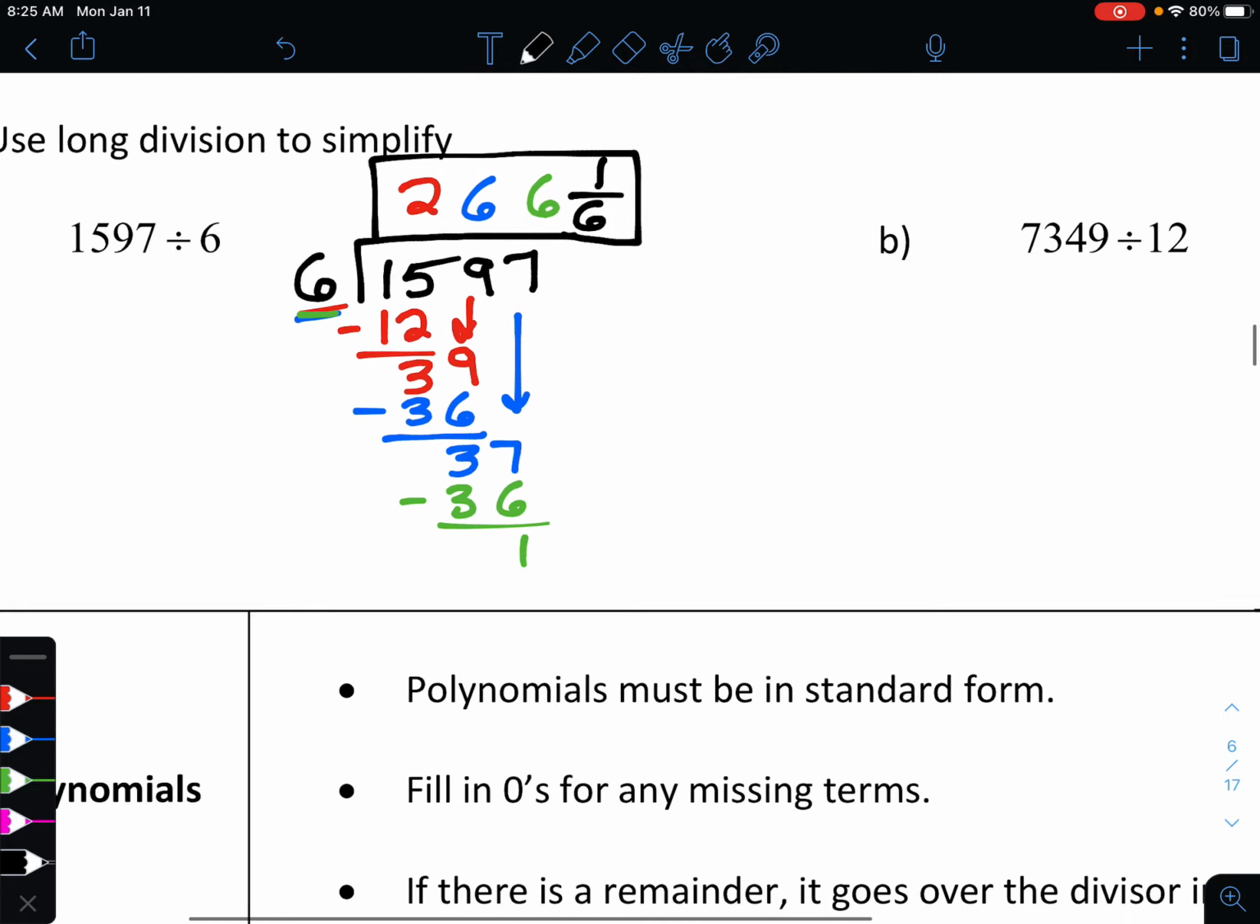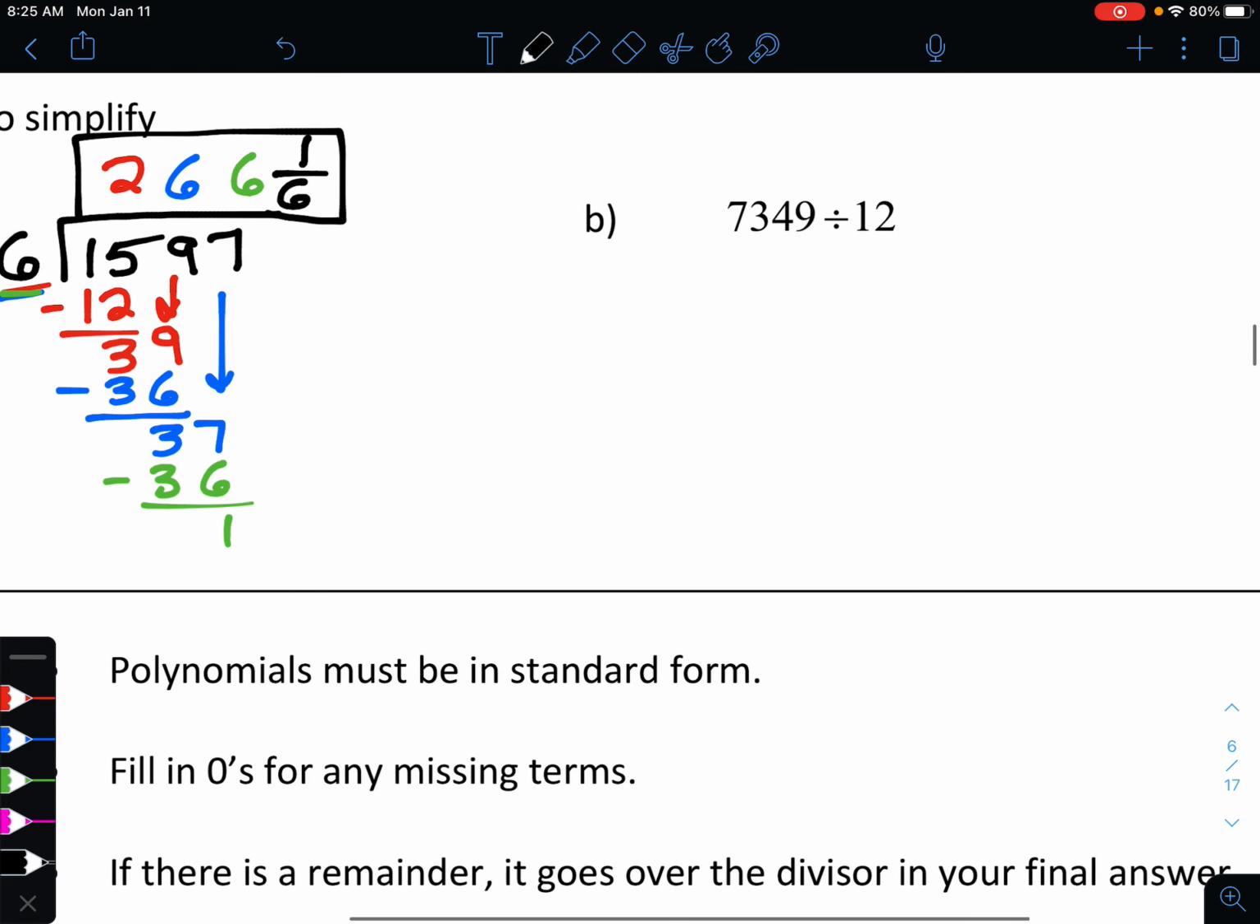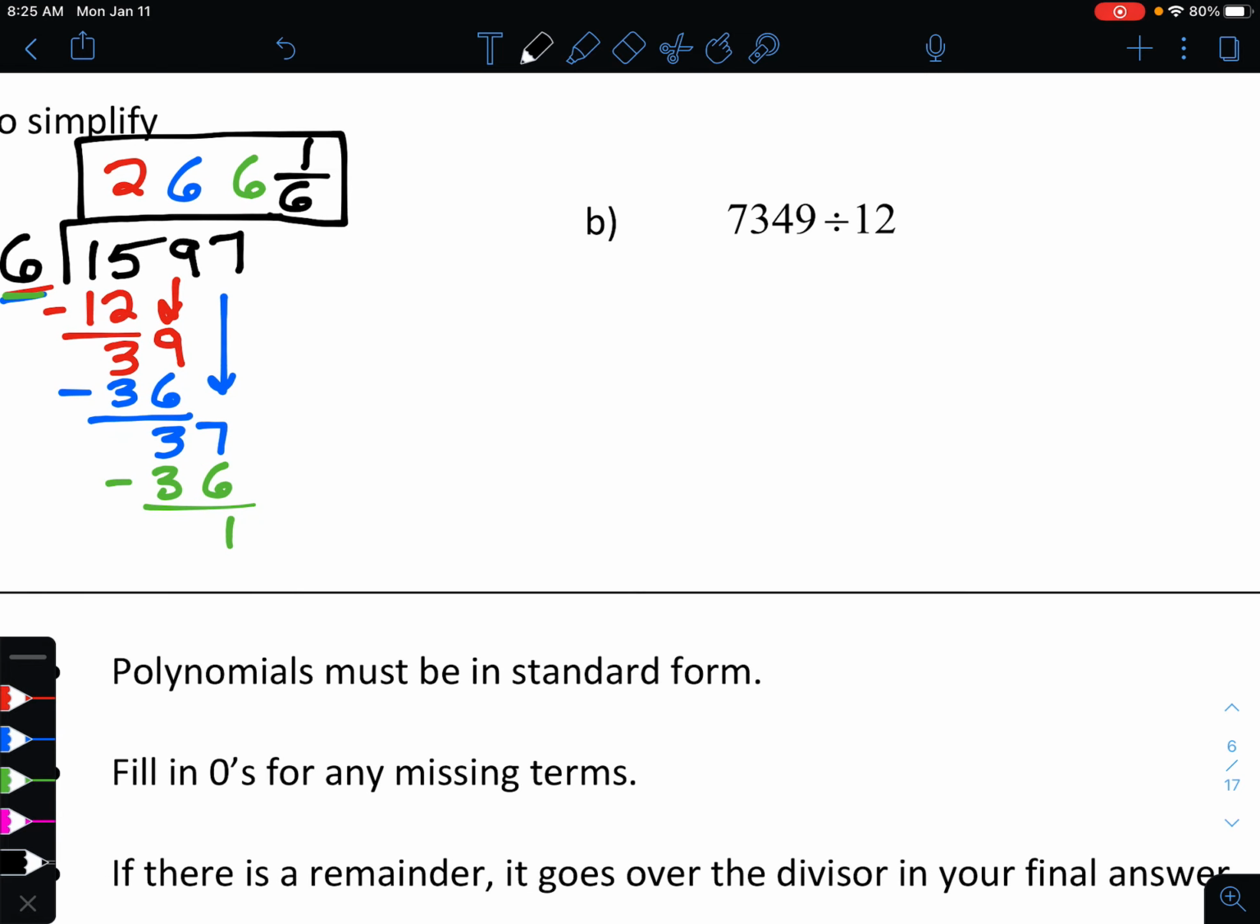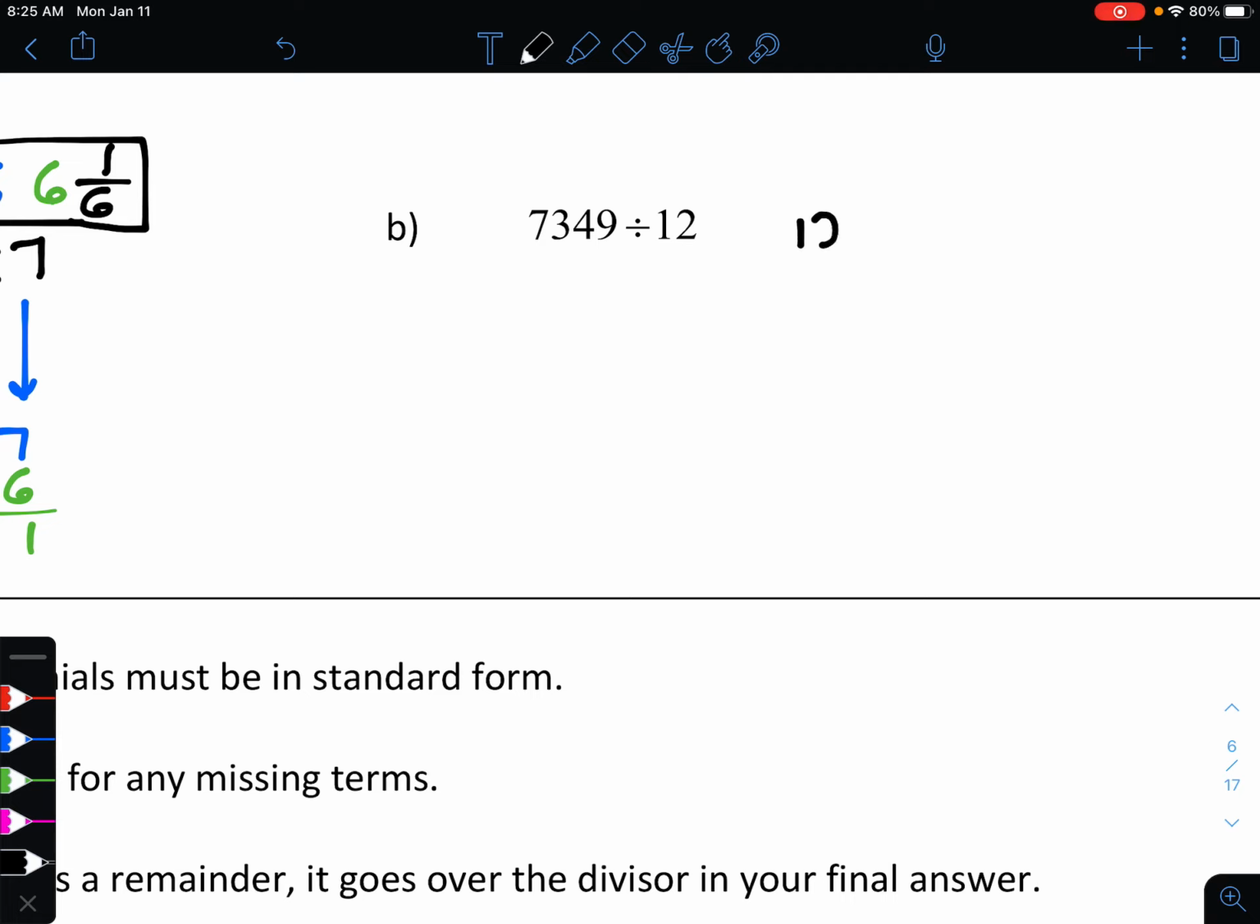Let's take a look at one more example of this just to make sure it all makes sense. We're going to set this one up pretty much the same way. So we're going to put 12 outside of our division symbol. The 7,349 goes underneath, and we'll go ahead and get started. Now this time, obviously, 12 does not go into 7, so we'll have to look at 73. The closest we're going to be able to get is to multiply by 6. 12 multiplied by 6 is 72. So we'll go ahead and subtract.